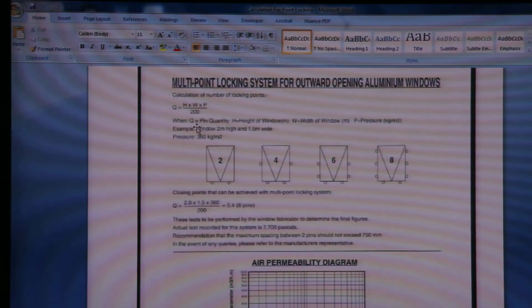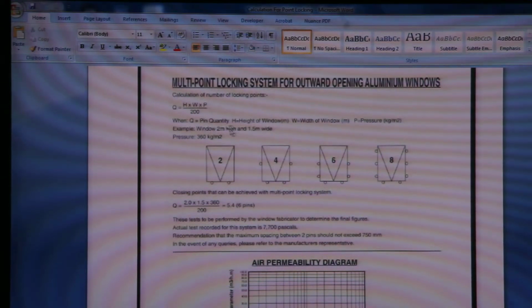Q stands for the quantity or number of locking points. H stands for the height of the window. W stands for the width of the window. P stands for the pressure. Pressure you should consider in kg per square meter, width in meters, and height in meters, and the quantity will come in numbers.